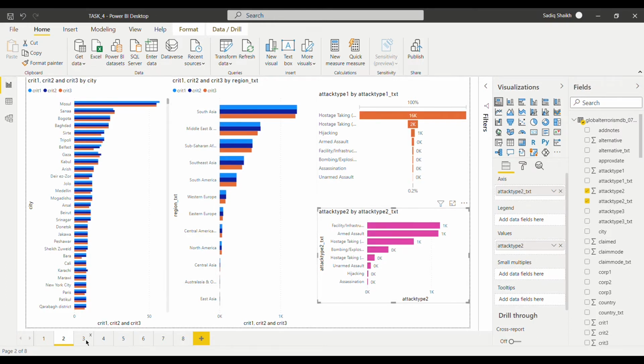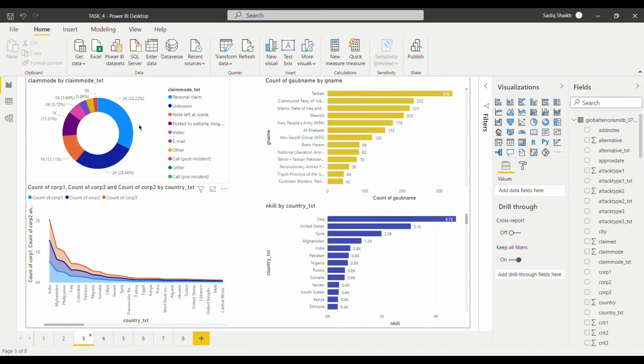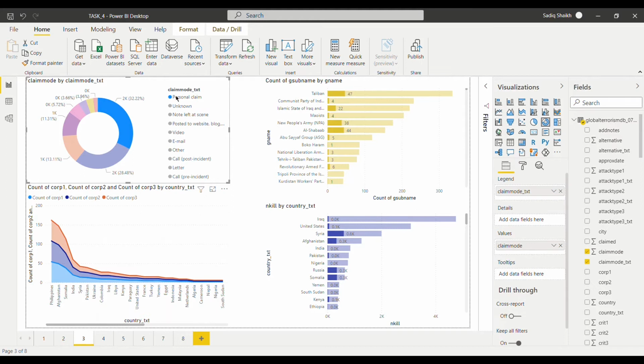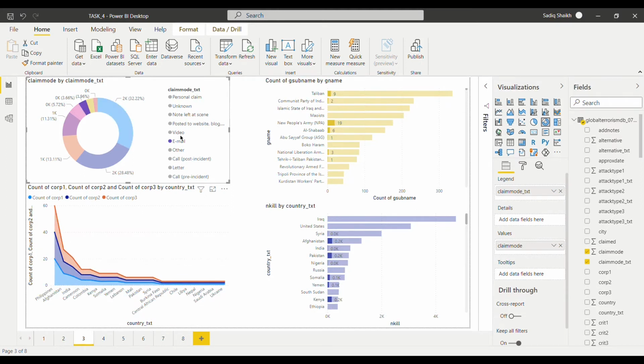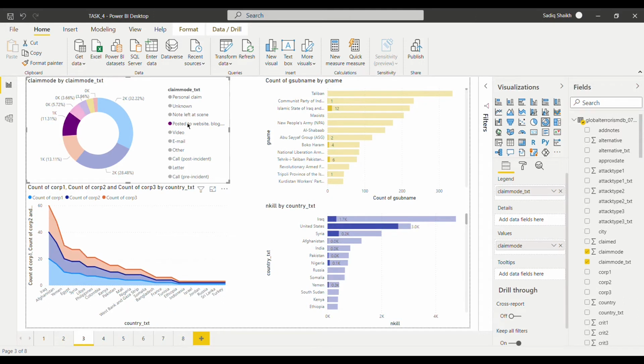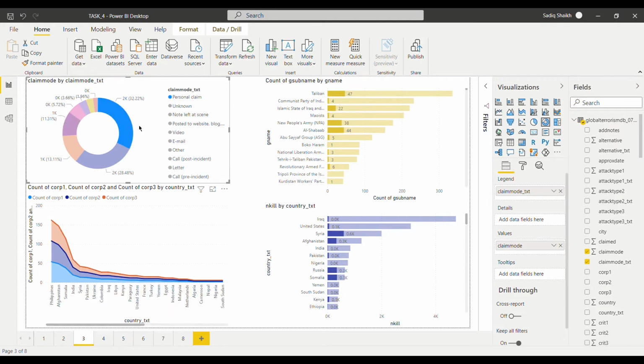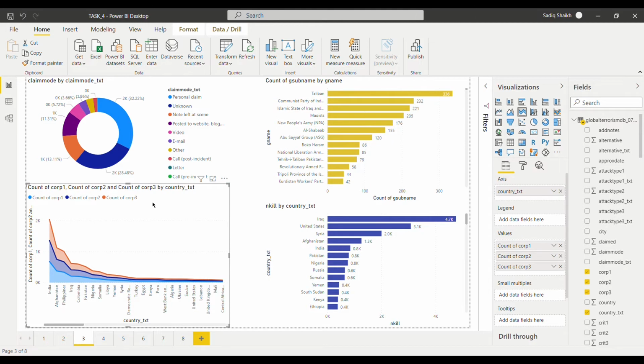Then we move to the next type of analysis, which is the claim mode. So most of them have the personal claim mode. Okay, then this is the personal claim mode. Then after this, the claims are through emails, then through videos. Then we can say posted on websites and blogs. So the most prominent is the personal type of claim. Among which we can see the count of attacks by the countries.